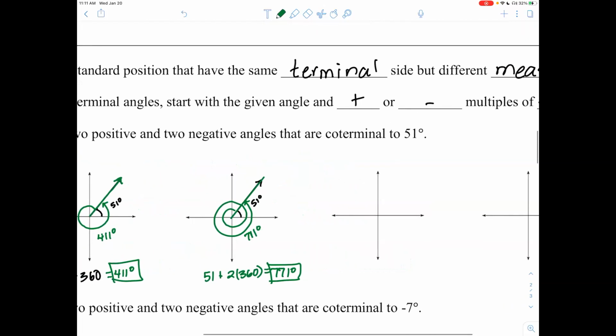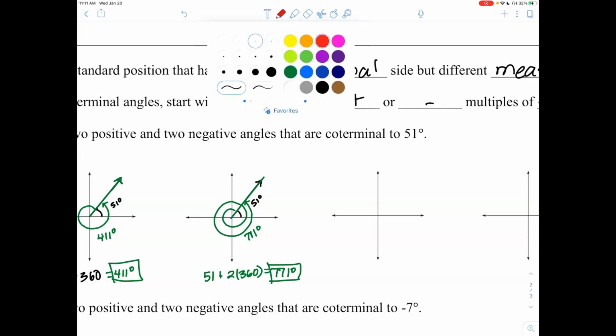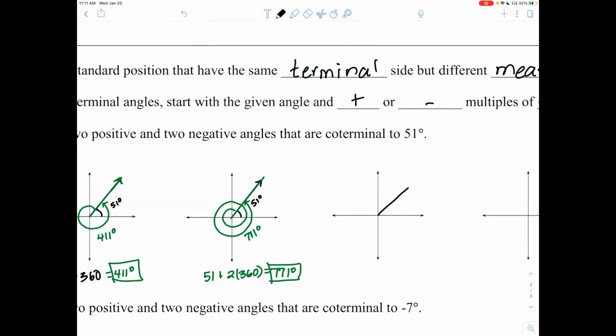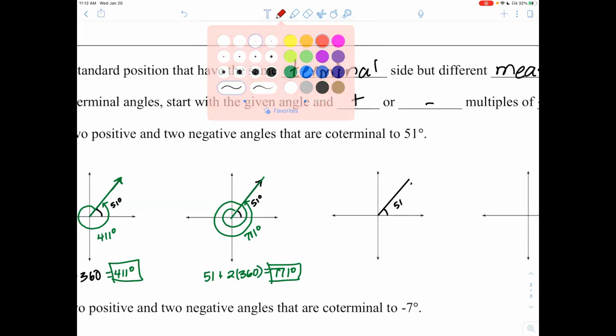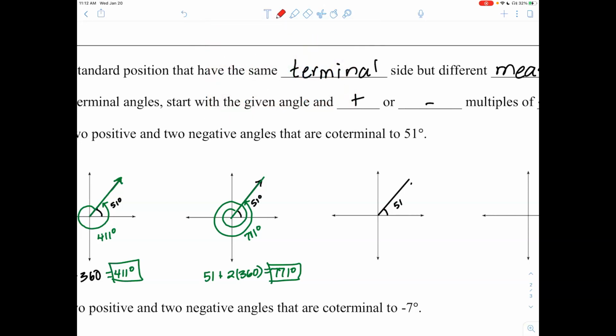Now we have to find two negatives. So I'm going to do one and then you do one. Right? So we're going to start with our 51-degree angle. And we'll see if we can get it about right there. Okay, so there's 51 degrees. And then I'm going to rotate in a negative 360 degrees. So starting here, I'm going to rotate it back 360 degrees and I'm going to end up there.